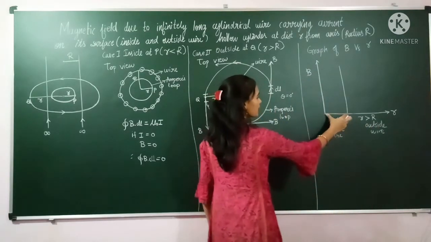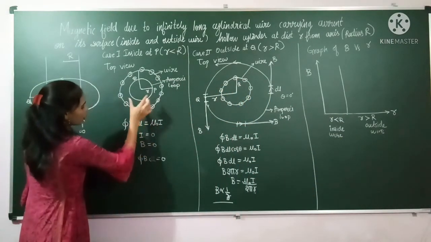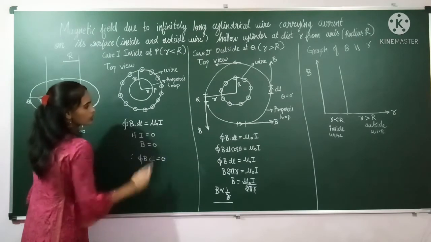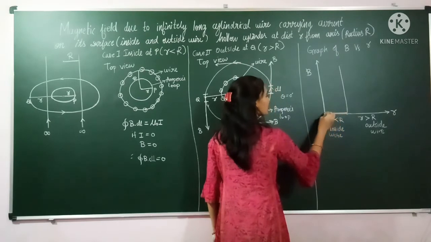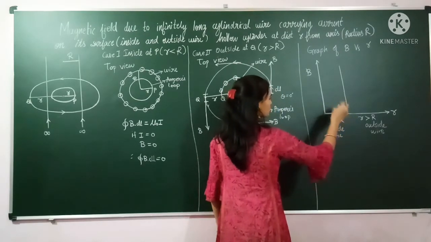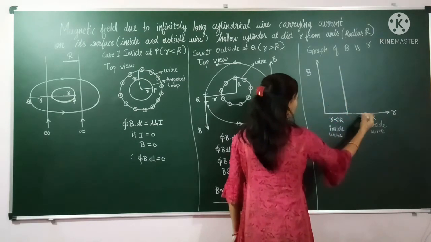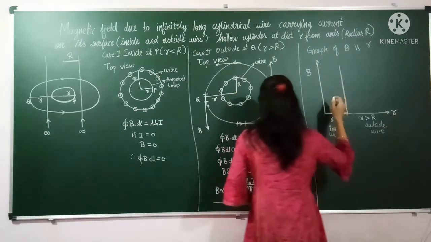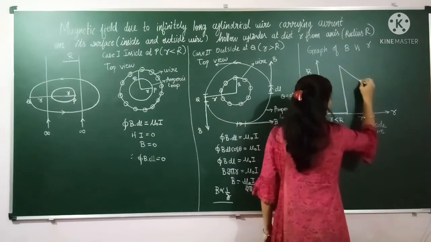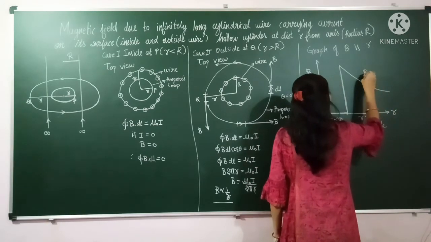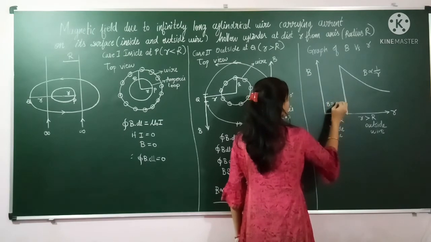Now you tell me, inside what will be the magnetic field? So our answer is, inside the wire the magnetic field is 0. B value is equal to 0. So here it shows that the B value is 0 inside the wire. Next, after that on the surface the magnetic field increases, and outside the wire B is inversely proportional to r. For this we will get a slope like this. So this is B inversely proportional to r, and here B is equal to 0.